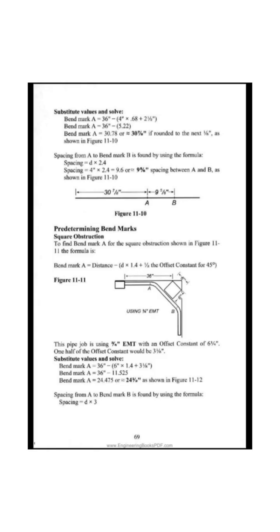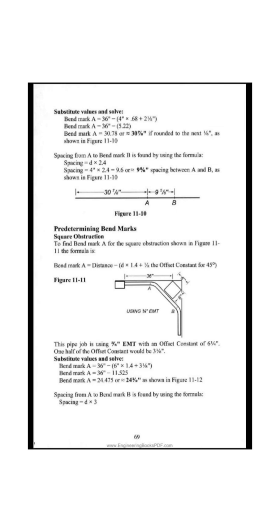Spacing from A to bend mark B is found by using the formula spacing equals D times 2.4. Spacing equals 4 inches times 2.4, which equals 9.6, or 9 5/8. Spacing between A and B, as shown in figure 11-10.